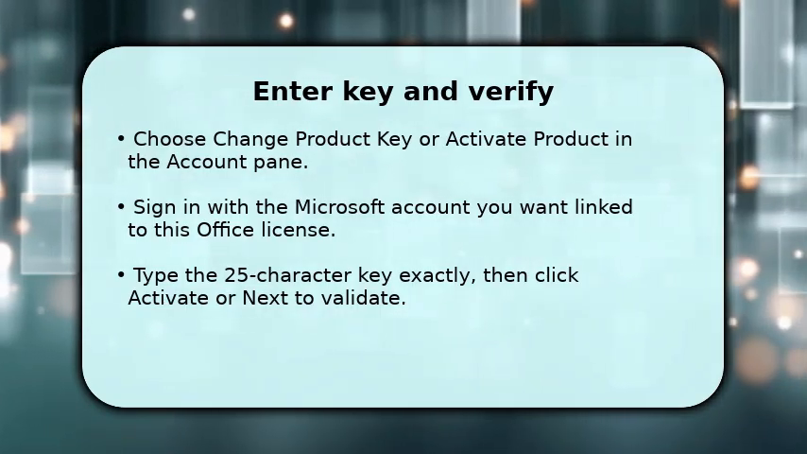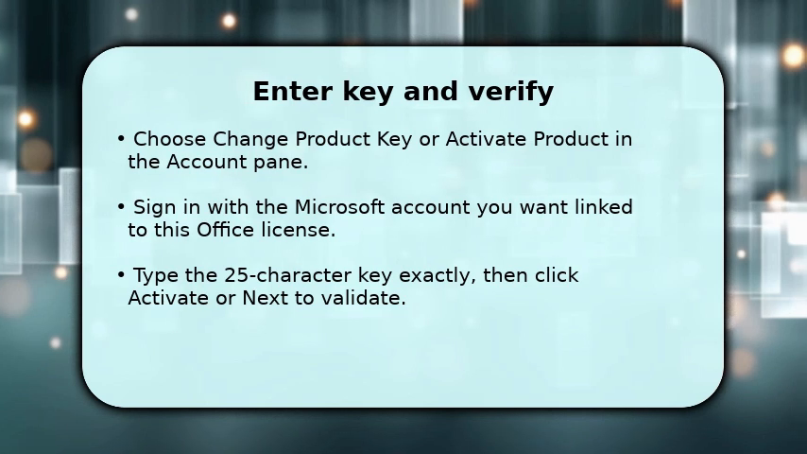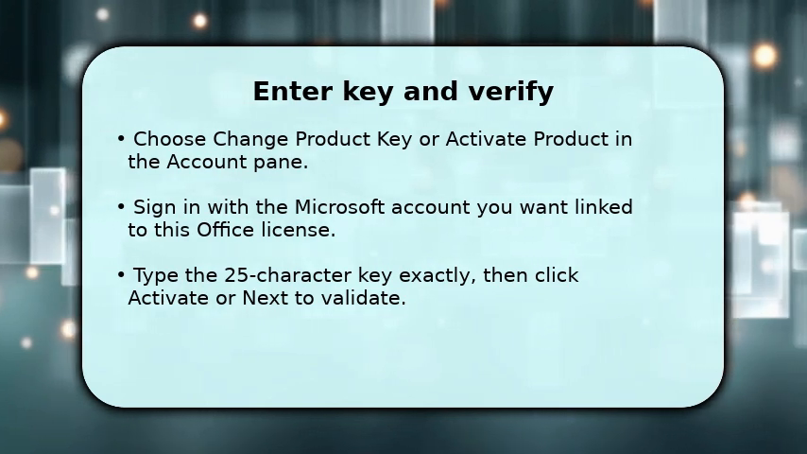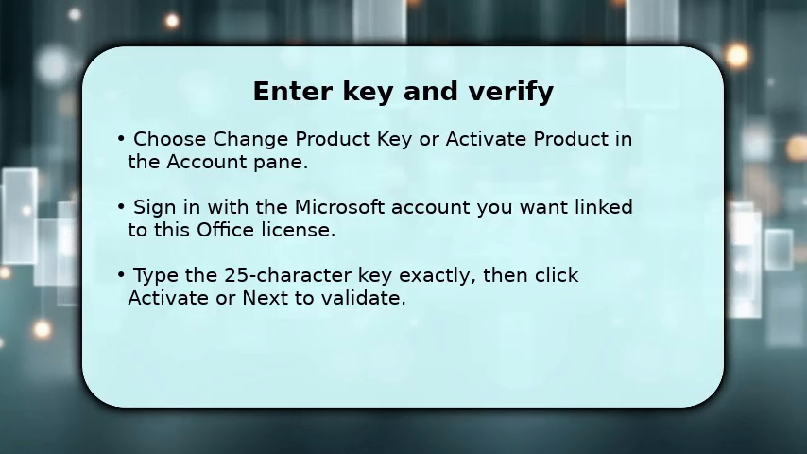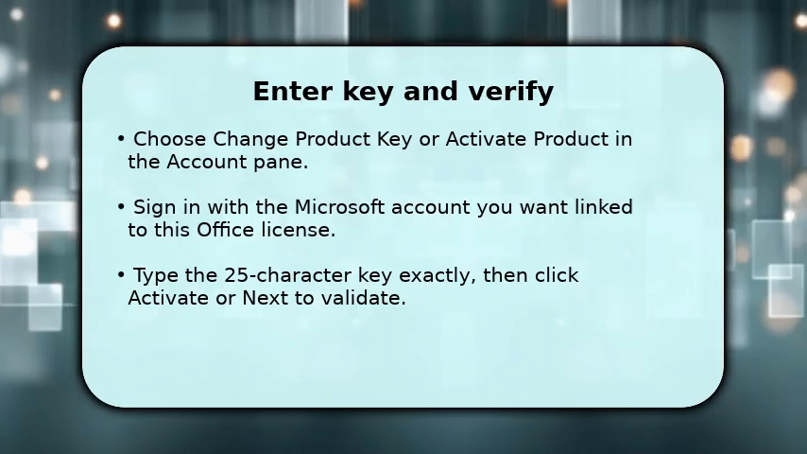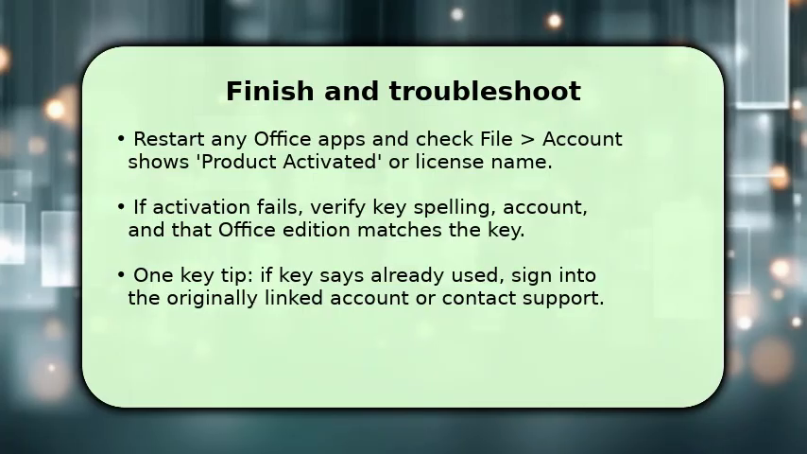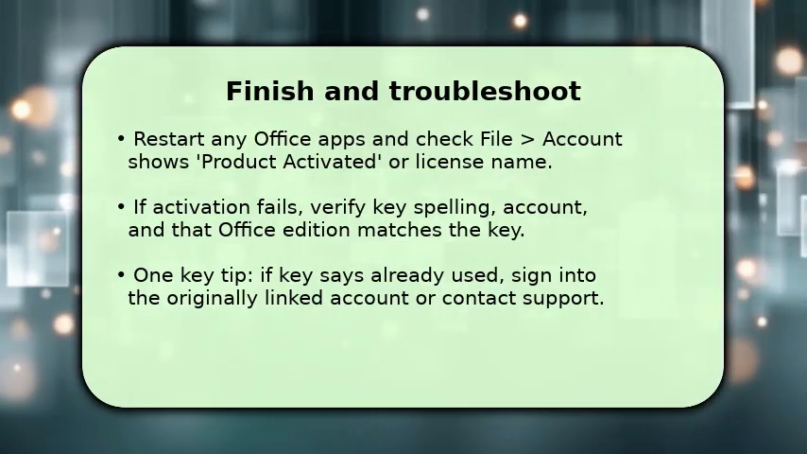Once validation completes, Office may download small configuration updates. If validation shows progress, let it finish rather than closing the app, because interrupted installs can leave the product in an unlicensed state. Complete activation by restarting Office apps and confirming file account displays the activation status or license name.